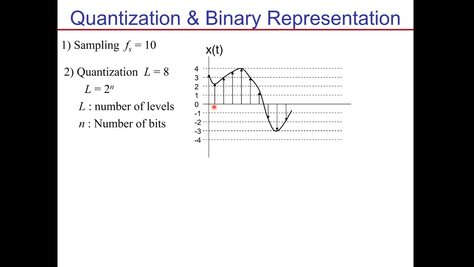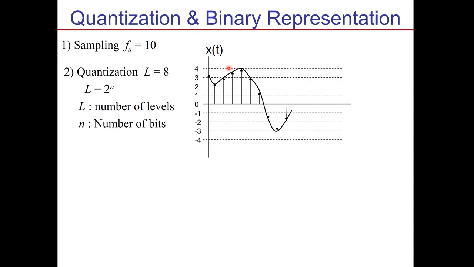The first step is you decide how many levels you want. Let's assume this signal goes from minus 4 volt to 4 volt. How many levels do you want to divide this range from minus 4 to 4? That's what we call L, the number of levels. And that will determine the quantization error. So let's assume in this problem, I decide on 8 levels. So that's 1 level, 2 levels, 3, 4, 5, 6, 7, 8 levels.